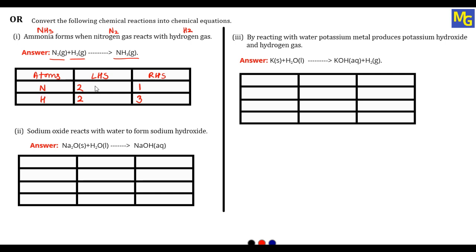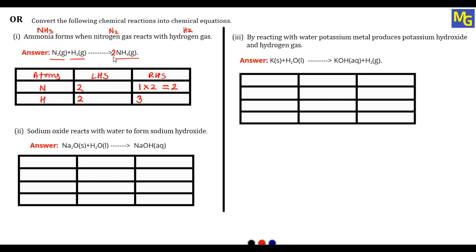If you see nitrogen, on the LHS it is 2, on the RHS it is 1, so you can make it 2 by multiplying with 2. So I'll multiply with 2, so it will become 2. Substitute this 2 into your reaction. So nitrogen on the RHS we are going to write as 2. So I wrote 2 here.